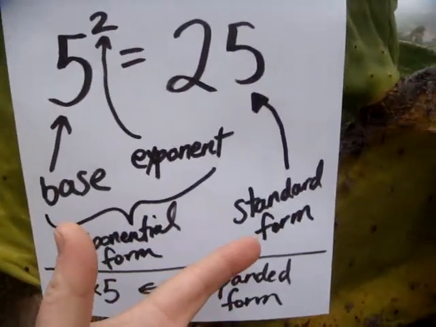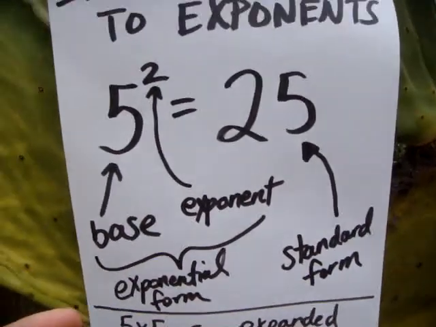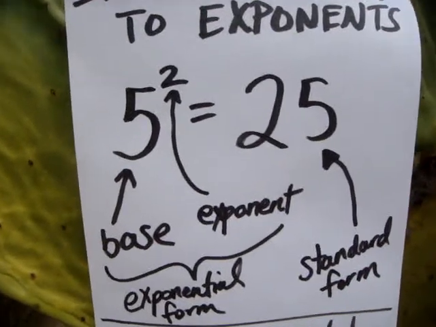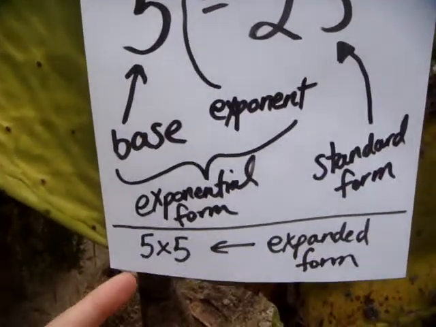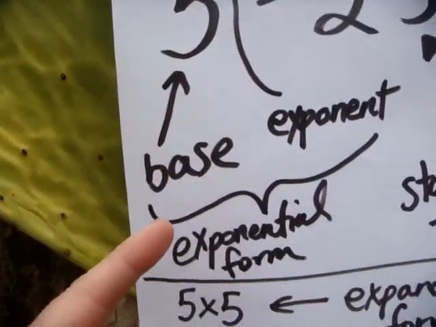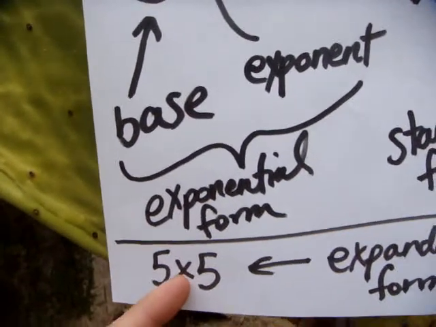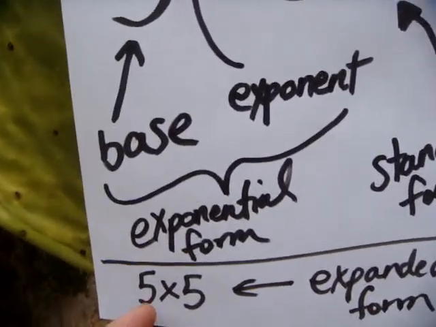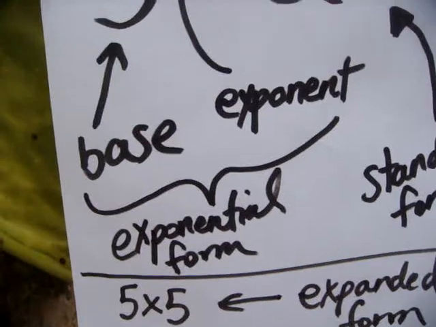So 25 is the standard form of a number, which typically is your answer when we're talking about exponents. Now, there's an intermediate form also, which is called the expanded form. 5 squared means 5 times 5. So we call that the expanded form, just like 5 cubed would be 5 times 5 times 5, etc.